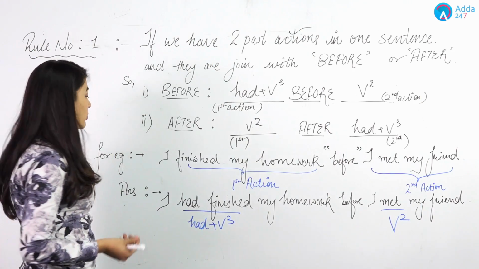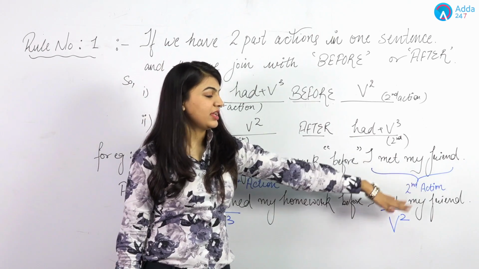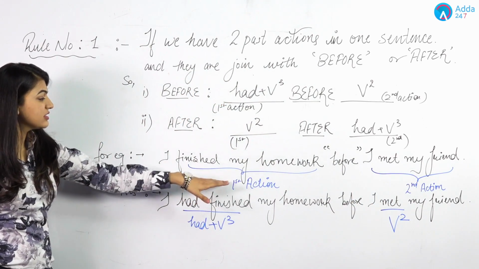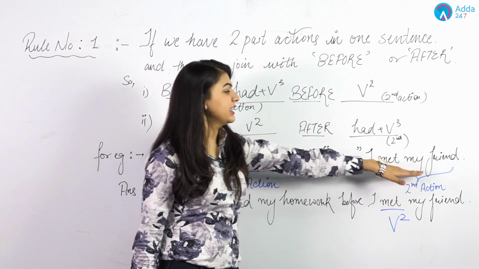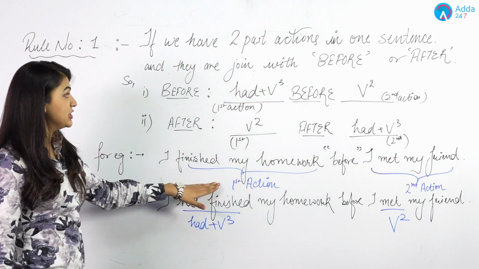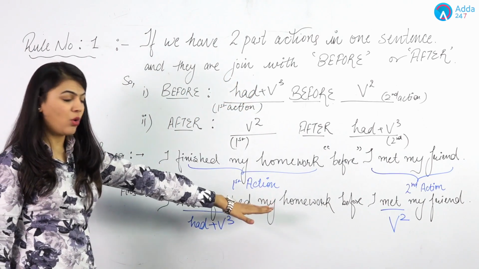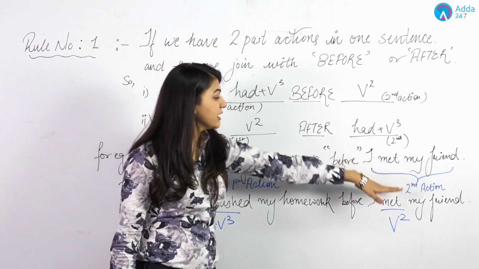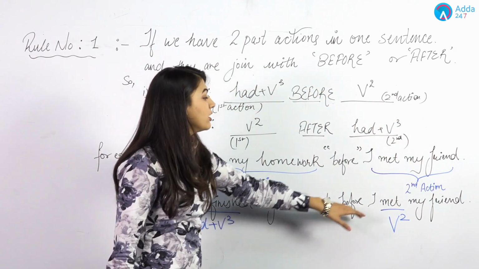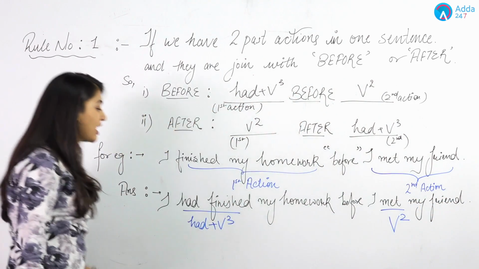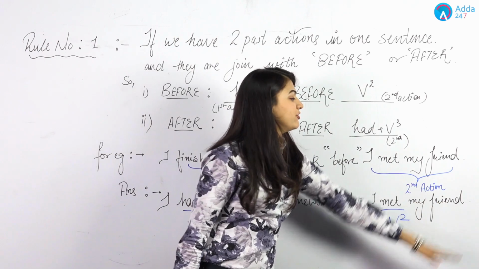Let's understand it with an example. I finished my homework before I met my friend. So this is the first action. He finished his homework first and then he met his friend. So the first action will change into had plus V3 form: I had finished my homework. And the second action, I met my friend, will change into verb's second form: before I met my friend. The correct answer will be: I had finished my homework before I met my friend.